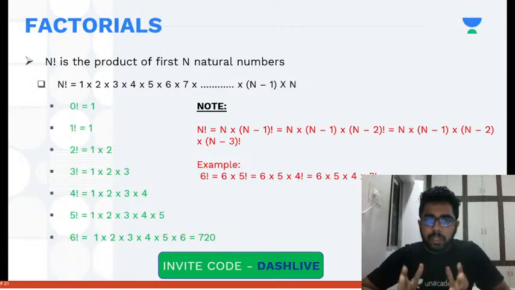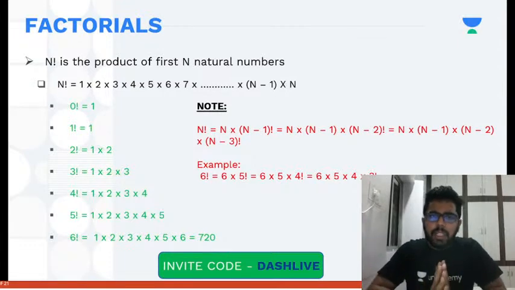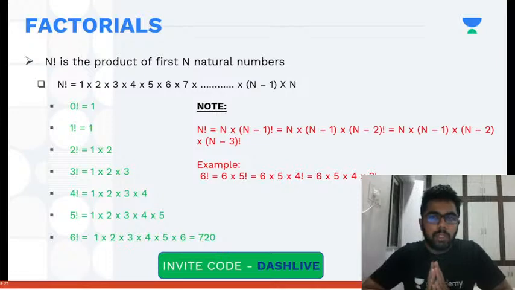So 5 factorial is 120, 6 factorial is 720. So you get the basic idea of what factorial is. If I am taking till n factorial, it's the product of first n natural numbers.